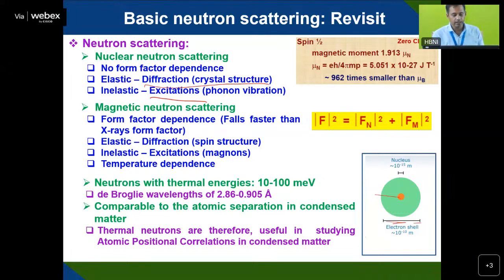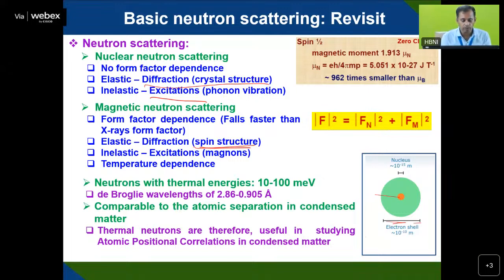From the magnetic scattering, there is form factor dependency, and the magnetic form factor falls faster than the X-ray form factor. So the nuclear neutron scattering is not form factor dependent, but the magnetic one is form factor dependent. And again, from elastic scattering, the diffraction, you are able to find out the spin structure. From inelastic, the excitations, the magnons, you are able to find out. And magnetic scattering has a temperature dependence, you will see.